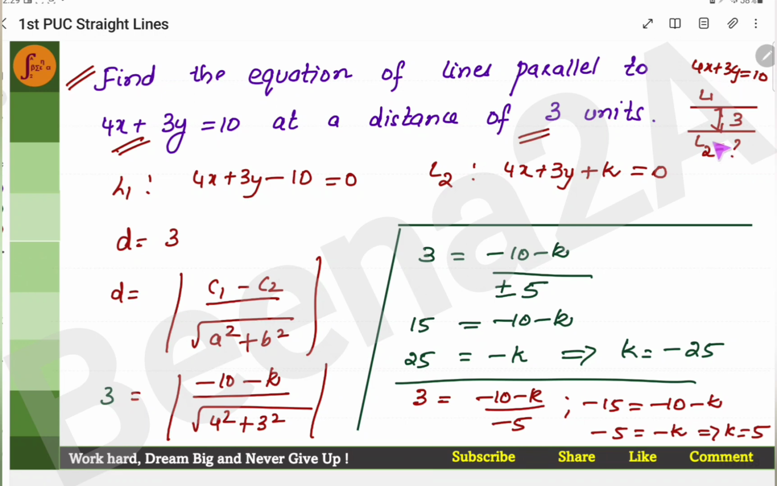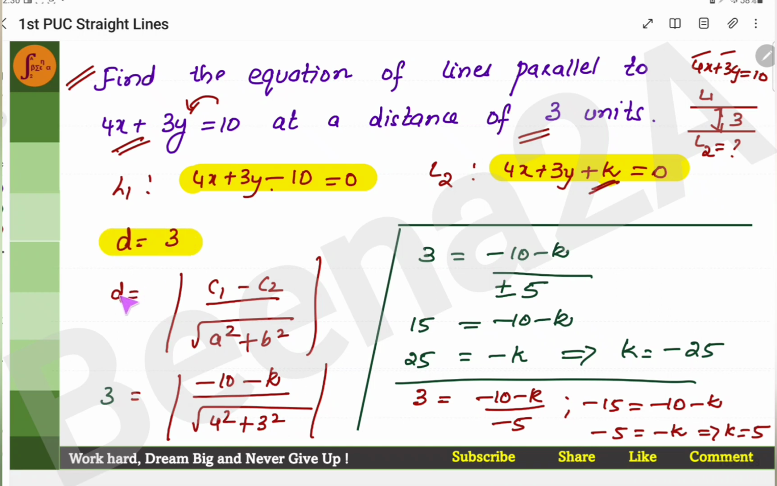Now, we know the equation of parallel line. What is the equation of parallel line? Same thing, 4x plus 3y plus k. We have to put plus k. Only the number will vary, right? And remember one thing, you have to get 10 to the other side, so it will become minus 10 is equal to 0. Equation should always be in this form, right? And the parallel line equation will be this. Now we have to find the value of k.